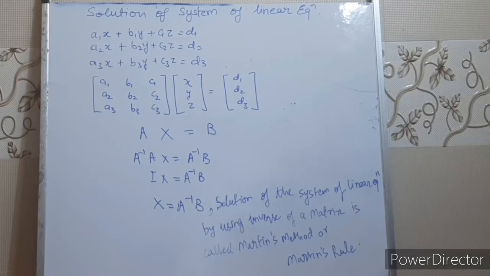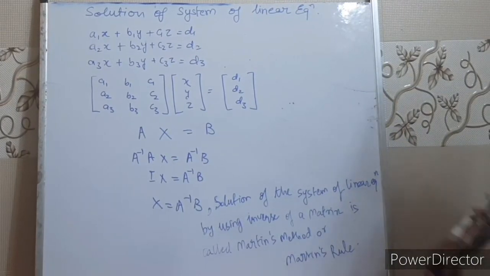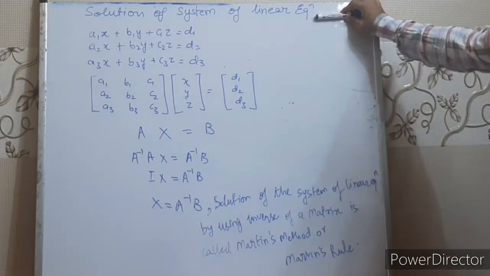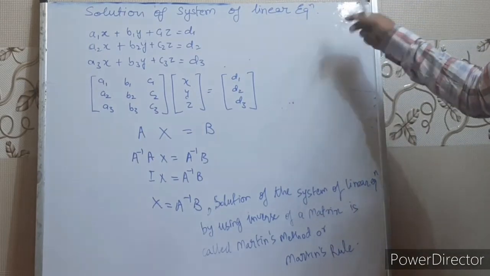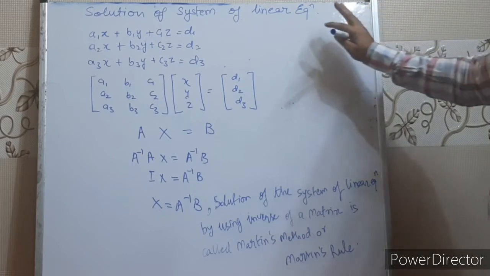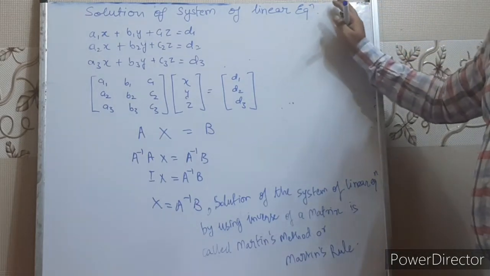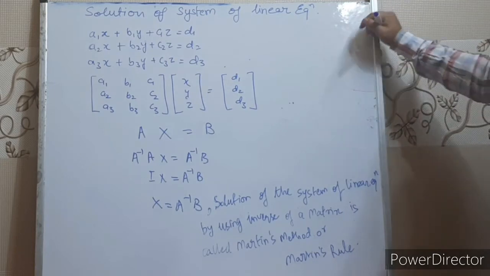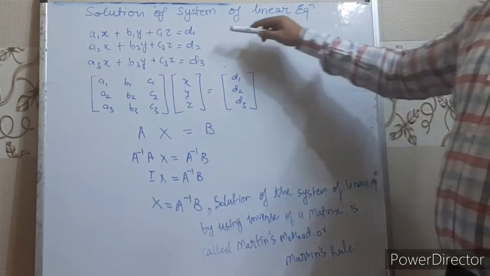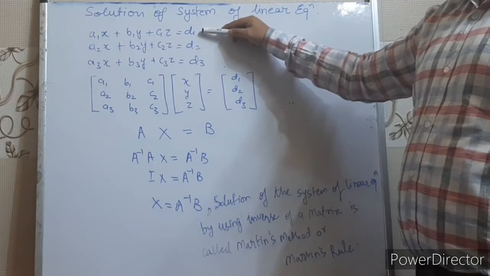Children, next we are going to discuss the solution of a system of linear equations. Right? So here we are going to use the inverse and the adjoint, everything. The purpose is to solve a system of equations using the matrix method, which is called Martin's rule. Right, children? Suppose a system of equations is given. Suppose this is a linear system of equations.